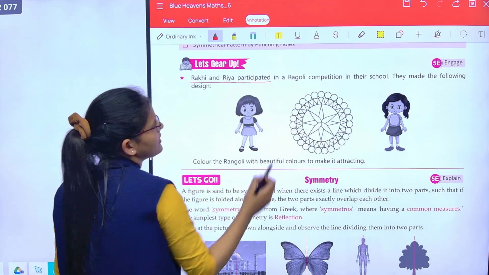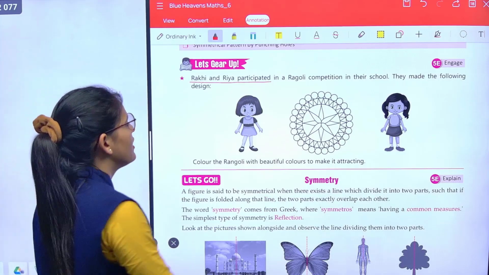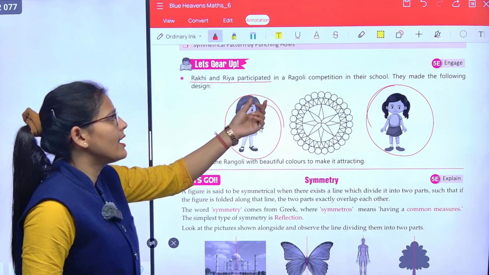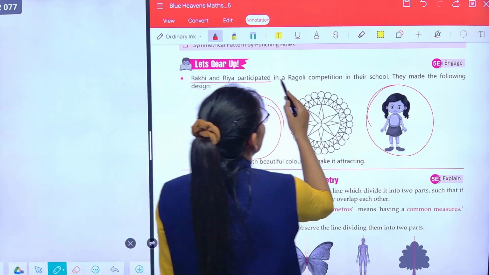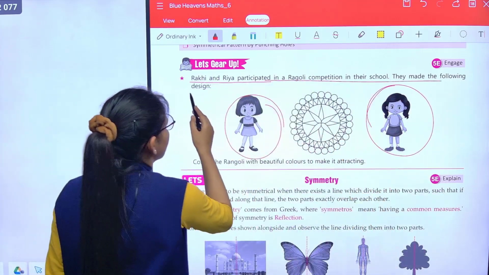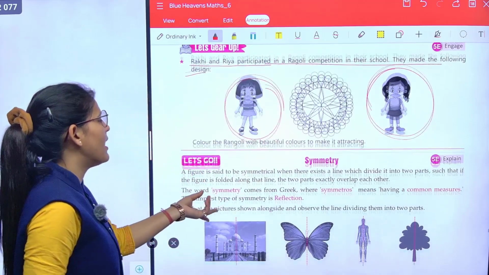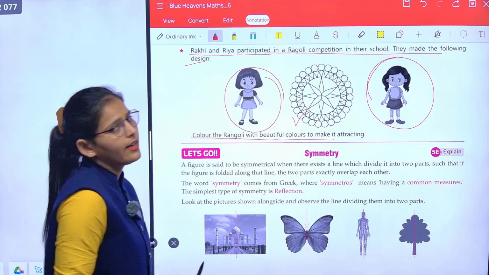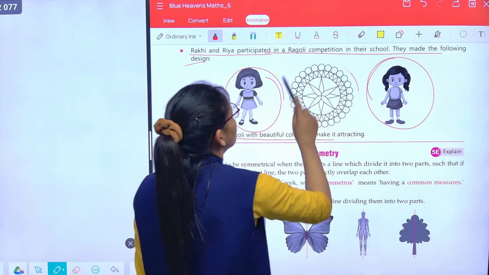Rakhi and Priya participated in a Rangoli competition in their school. They made the following designs. Now color the rangoli with beautiful colors to make it attractive. You have to color it in.